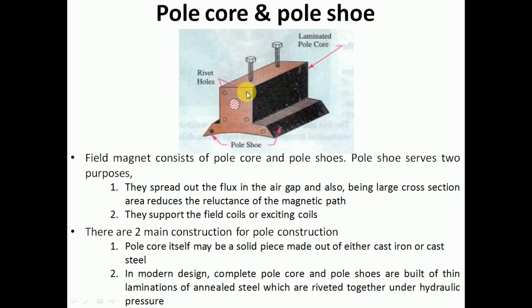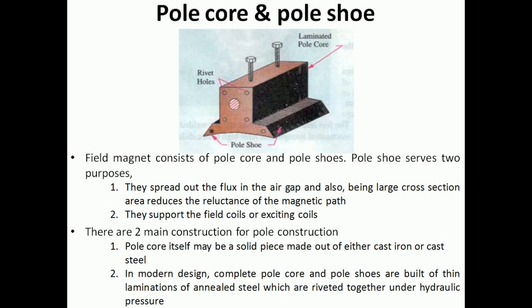The purpose of this pole core is to carry the field winding, and the purpose of the pole shoe is to spread out the magnetic flux through the air. The pole shoe also serves the purpose of providing a mechanical support for the field winding which is being placed over the pole core. This pole core and pole shoe assembly can have either a solid structure or laminated structure. In modern design, laminated structures are generally preferred.